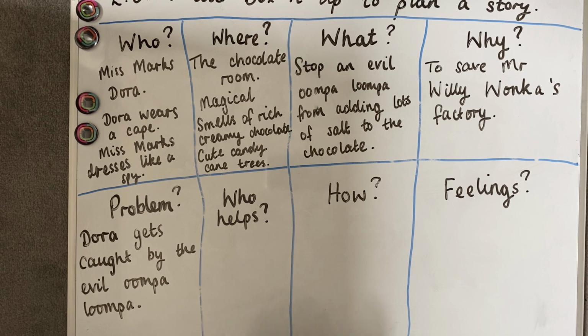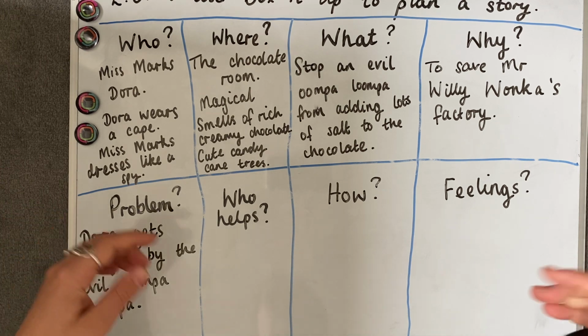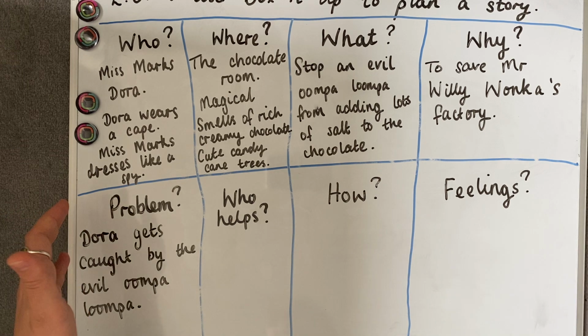Okay, who's going to help your characters solve the problem? Who else comes into your story to help them save Dora, or whatever your problem is? Now, it might not be a human character, because remember, when you're writing a story, you could have characters that are made up. You could have characters that are dogs like I have, or different animals, or they could be humans. It's completely up to you.